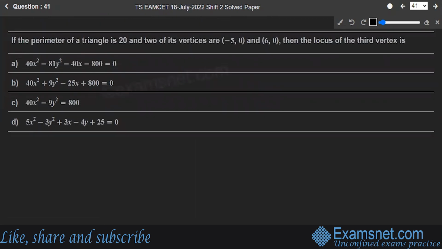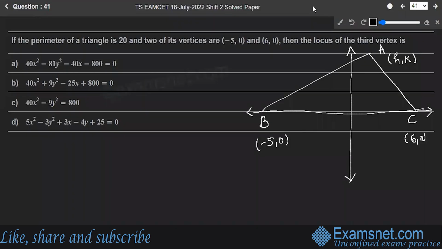Next is question number 41. It says if the perimeter of the triangle is 20 and 2 of its vertices are this, then the locus of the third vertex is. Let's make the figure first. So this is the given triangle ABC. B point is minus 5, 0. It's given. This is C, 6, 0. And I've assumed the A coordinates to be H, K.